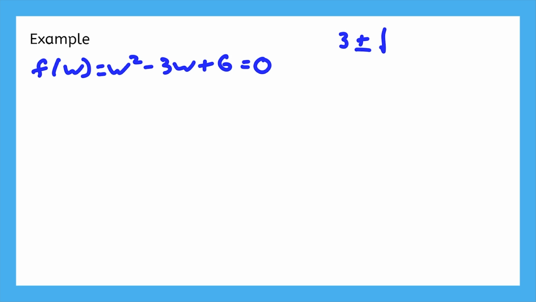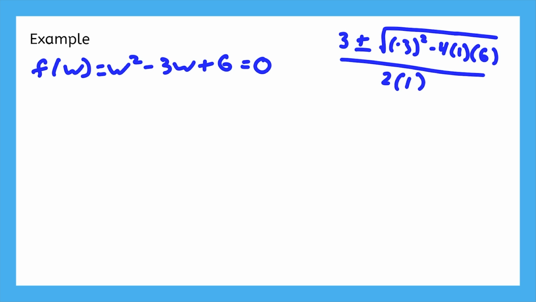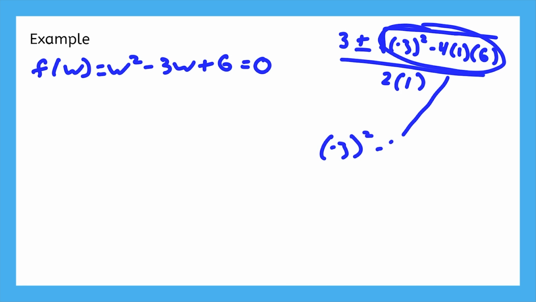By substituting the variables a, b, and c in the quadratic formula, we get this. Now we just need to simplify it, but first, let's check the discriminant and find out how many solutions there are. Here, let's pull it out of the quadratic formula for now. Negative 3 squared is 9, and negative 4 times 1 times 6 makes 24. And 9 minus 24 is negative 15.